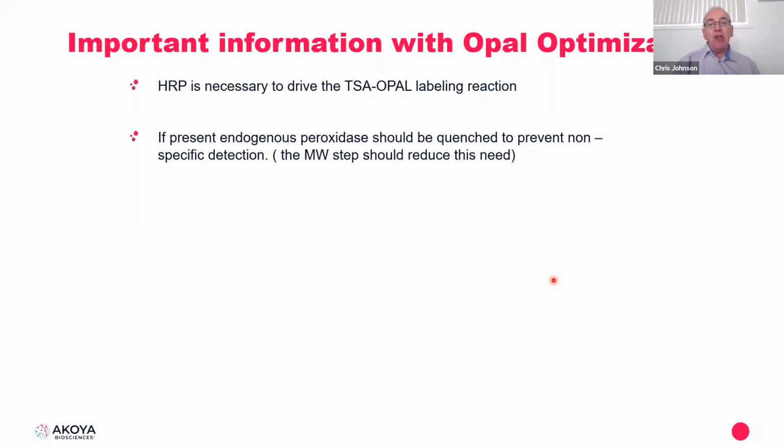Now, one of the advantages of using a microwave, if you are going to use that technique for stripping and antigen retrieval, is that the microwave itself does a great job in helping to reduce endogenous peroxidases.